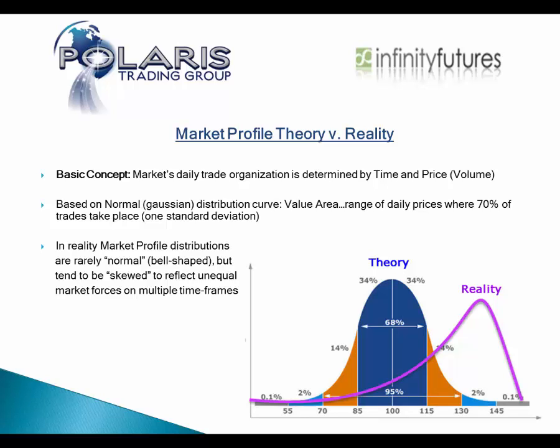So based on the normal, quote-unquote, Gaussian distribution, as we just mentioned, the value area is represented by 70% of the daily prices that have occurred, and that is what's considered 1 standard deviation. As you can see in the graph there, the theory is that it's a nice, sloped, symmetrical Gaussian distribution. The reality is it's normally nowhere near that. There are some days where it does mimic that, but most of the time there's some kind of variation away from that. So in reality, if the buyers are strong one day, or if the sellers are strong one day, the distribution is going to be skewed to one of the sides.